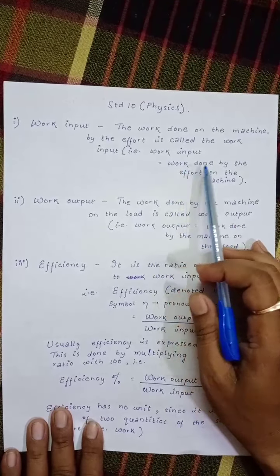Next is work output. The work done by the machine on the load is called work output. That is, work output is equal to work done by the machine on the load. So machine is doing some work on the load, and work done by the machine on the load is called work output.